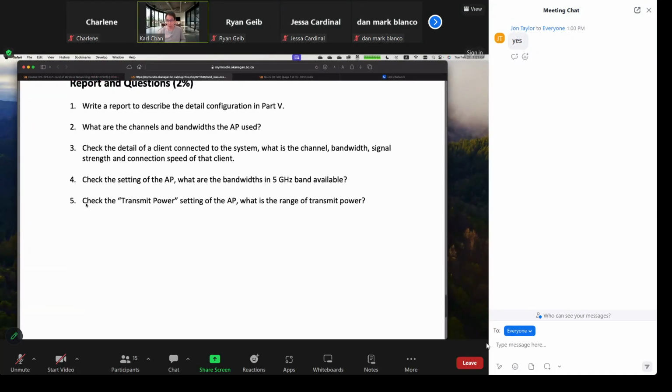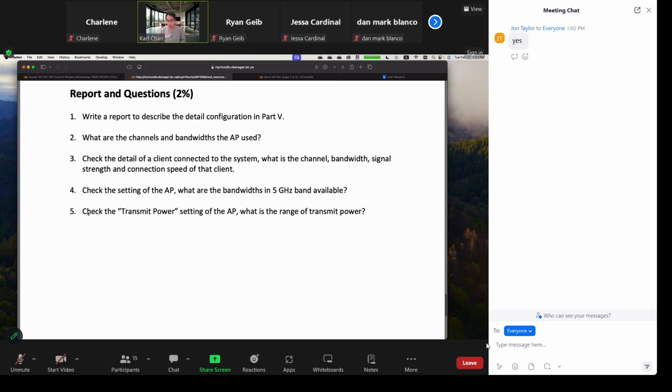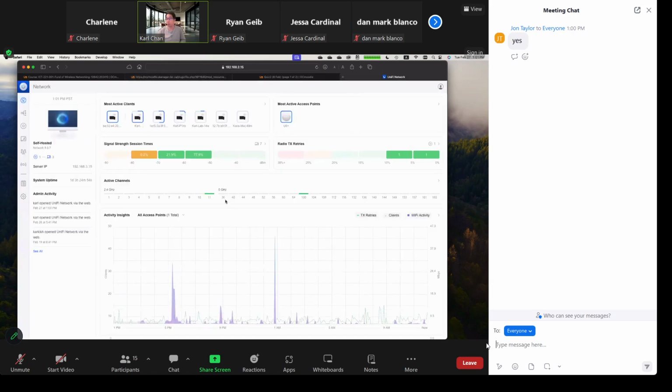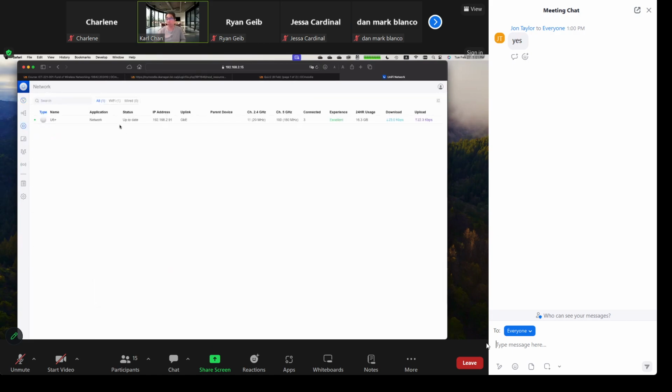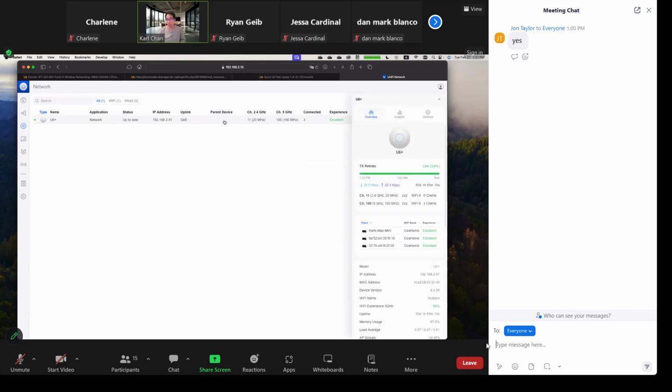Questions about the lab, questions about the last part. Check the transmit power setting of the AP. What is the range of transmit power? In these questions, I would like you to explore the AP controller system. This is my own system at home, and you can go to the AP.